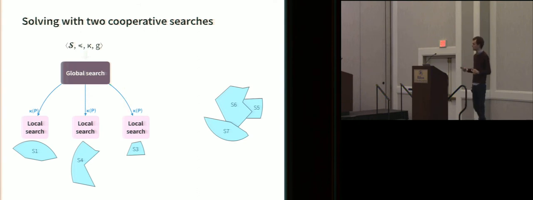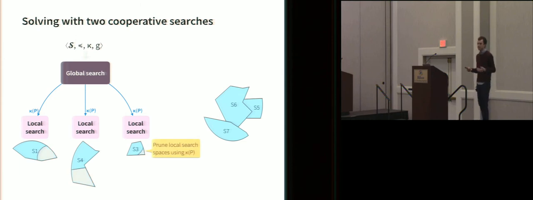These local searches can now use this cost to prune their own search spaces. In particular, these sketches may contain solutions or programs that are more expensive than the cost we just found. Those programs are now irrelevant to the search because we already found a cheaper solution. Because these local searches are running an incremental form of CGIS, we can add this constraint to them without restarting the search. And those parts of the sketch now go away. So this allows us to prune the local searches.